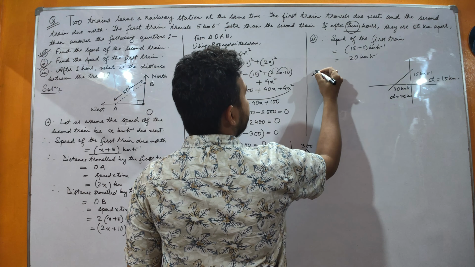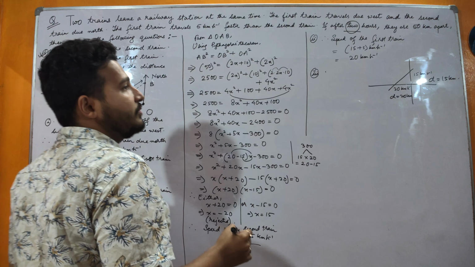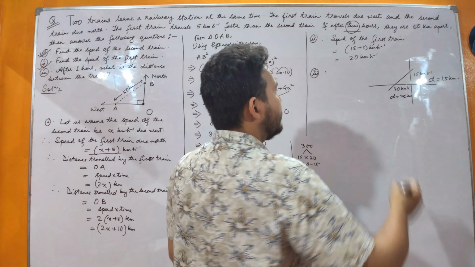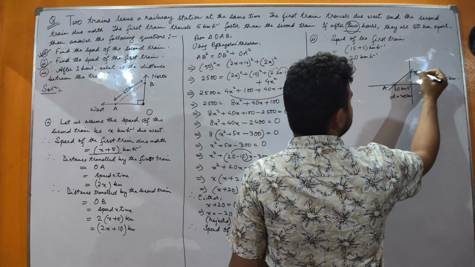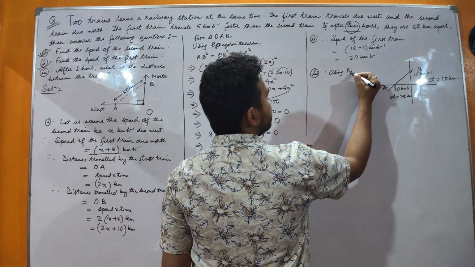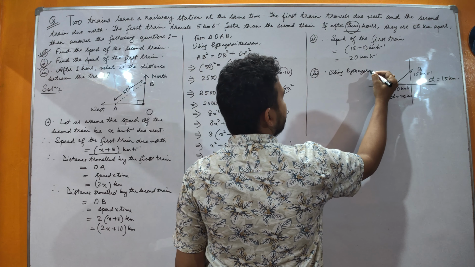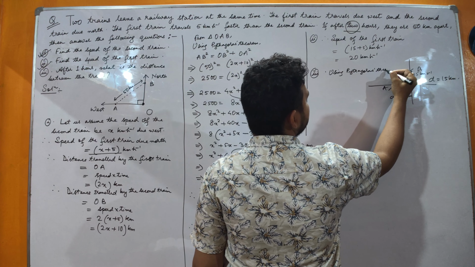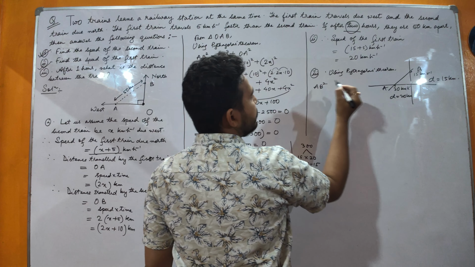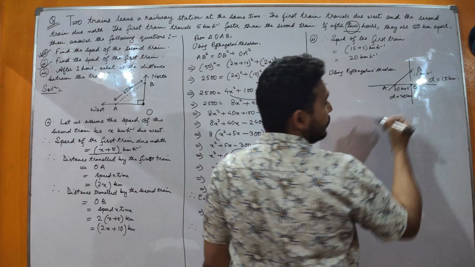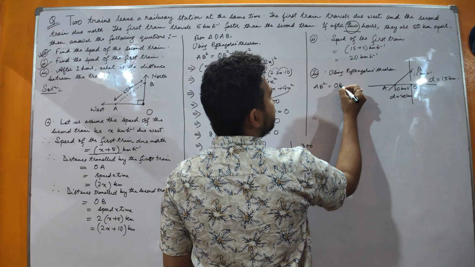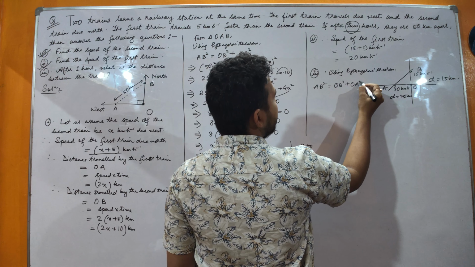Let's do the third problem. After 1 hour, what is the distance? We again use the Pythagoras theorem to find the distance between the trains. Here's train A and here's train B. So using the Pythagoras theorem, AB square, with O as before, is equal to OB square plus OA square.